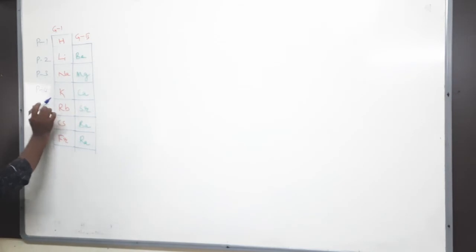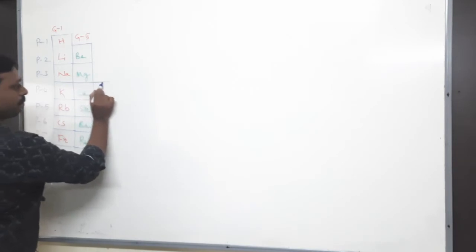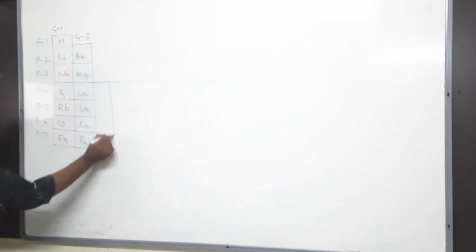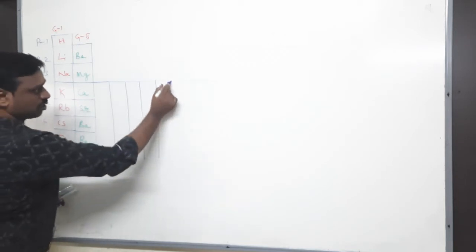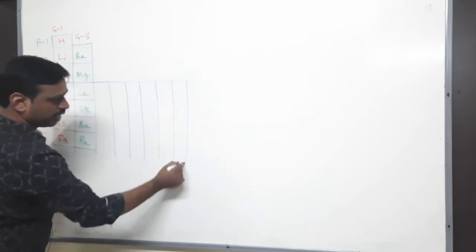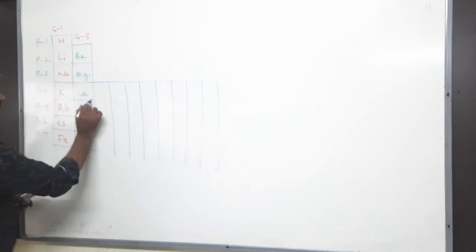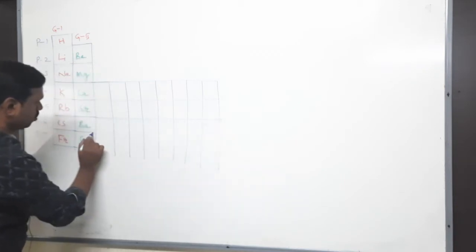The next is the third group. Do you know the third group starts from which period? It is the fourth period, because there are D block elements, right? Third, fourth, fifth, 6, 7, 8, 9, 10. Because D block has total how many groups? 10 groups.